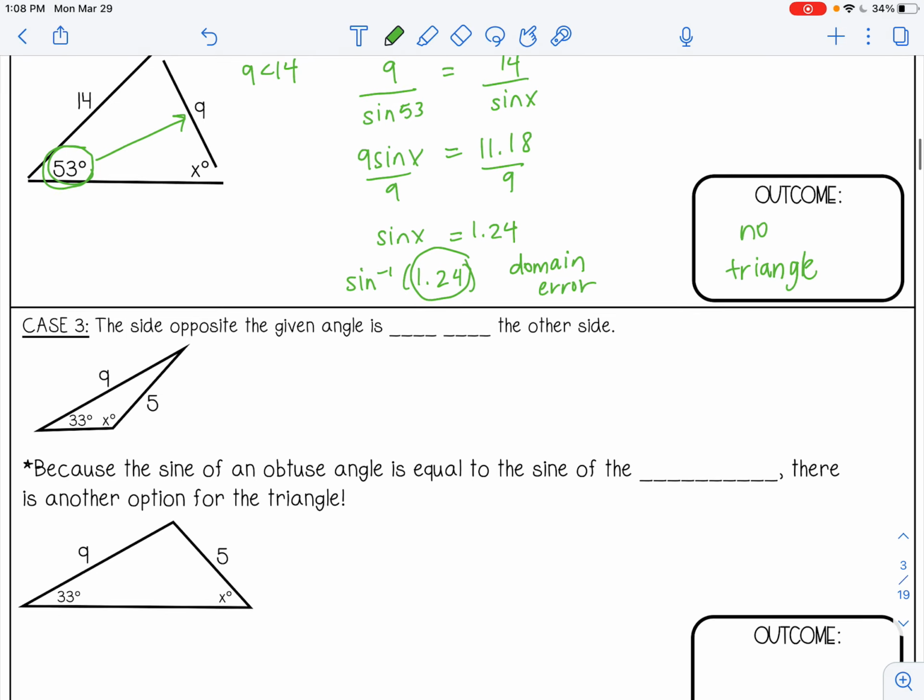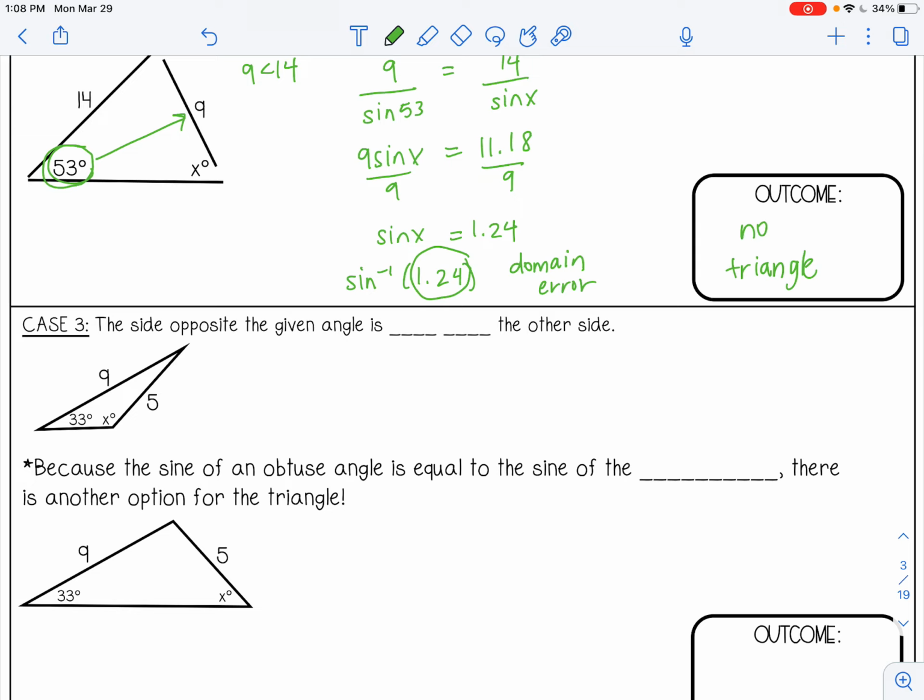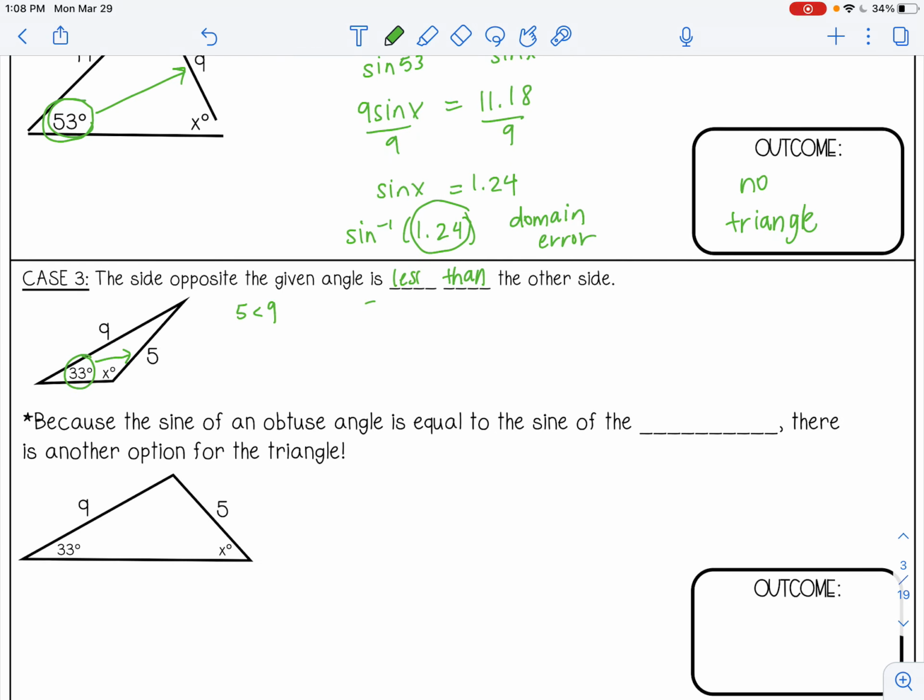Case number 3 is similar to case number 2 because the side opposite the given angle, so here's my given angle, here's the side opposite of it, it's less than the other side. 5 is less than 9. But in this case, it is going to form a triangle. So let's see what happens. So 5 over the sine of 33 equals 9 over the sine of x.